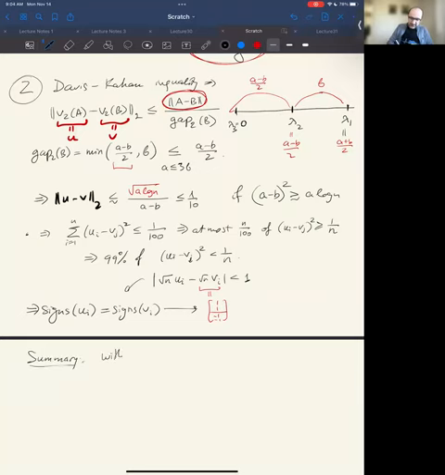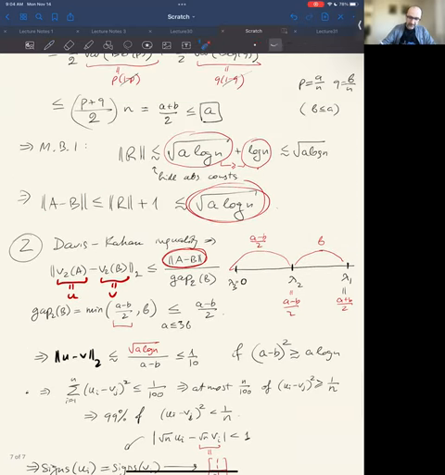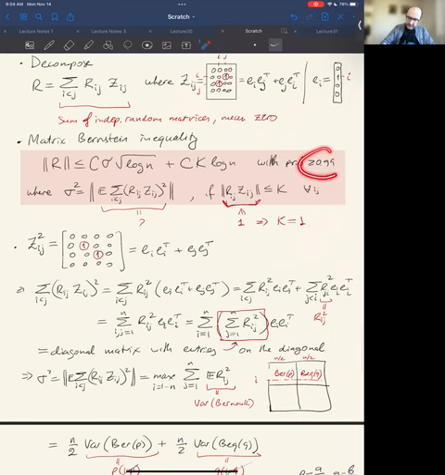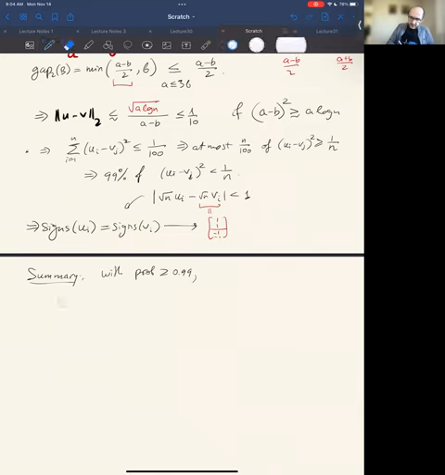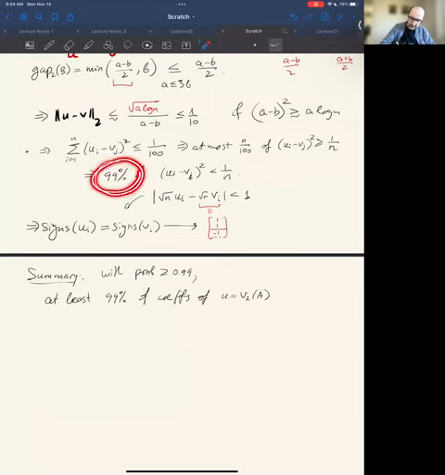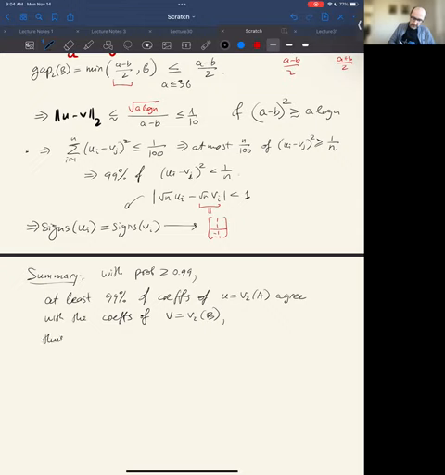So the summary is that we proved that with high probability, with probability at least 0.99, that was in the application of Bernstein's inequality, with this probability, at least 99% of the coefficients of the eigenvector of the adjacency matrix agree with the coefficients of B, the block matrix that gives the community structure. And thus, they correctly determine the membership.